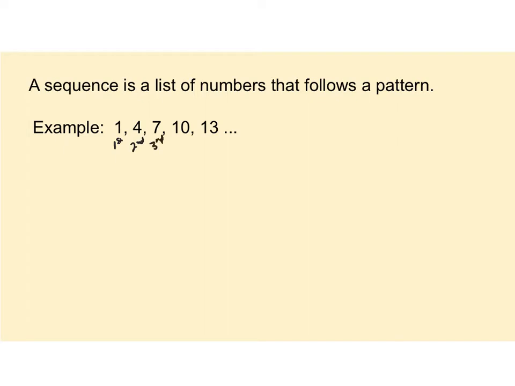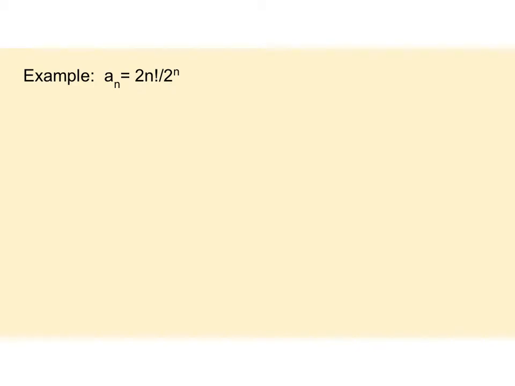Now, the way we write that in math is we say that the first term we call a sub 1, the second term is a sub 2, the third term is a sub 3, and so on until you get to the nth term, which would just be a sub n. Like that. Now let's look at an example where we're given a formula for a sub n, or the nth term.